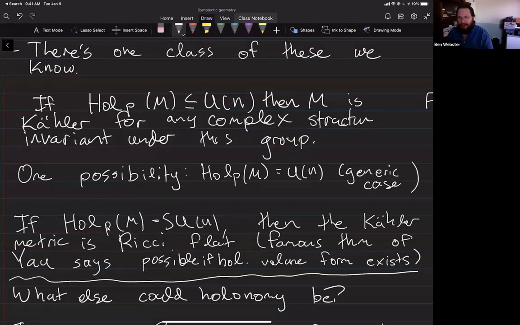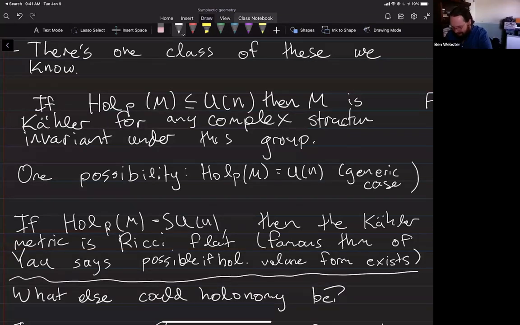So I now have a reasonable looking picture. I have O and SO, I have U and SU. In both cases, O is for the generic Riemannian case, U is for the Kähler case, and then the S comes in if you have some special condition, either orientability in the real case or Ricci flat in the complex case. What are the other possibilities?